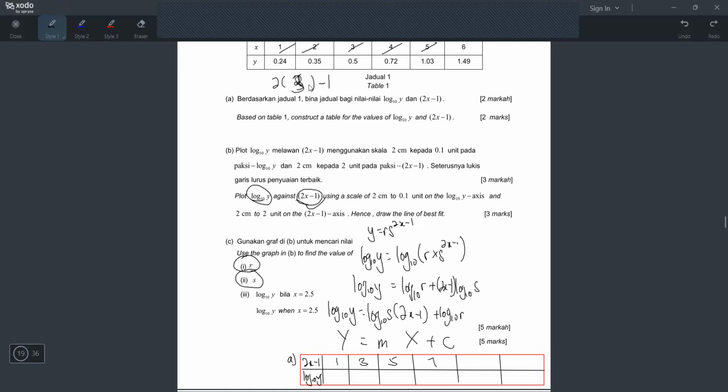And then 5. 2 times 5, 10 minus 1, 9. And then the last one, when this one is 6, 2 times 6 is 12, 12 minus 1, 11. Okay. You can use your calculator to help you.